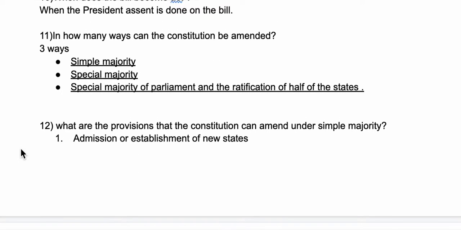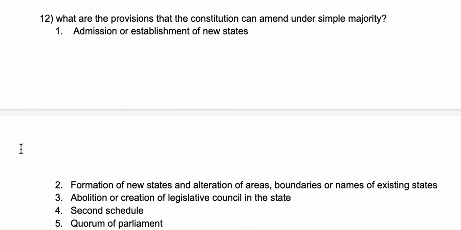11th question, in how many ways can the Constitution be amended? It can be amended in 3 ways. The first is by simple majority, the second is by special majority, and the third is by special majority of the Parliament and the ratification of half of the states. 12th question, what are the provisions that the Constitution can amend under simple majority? So, there are a total of 18 provisions under simple majority.